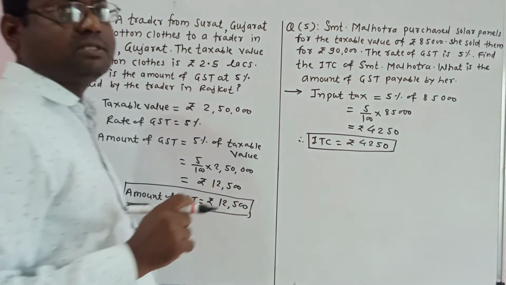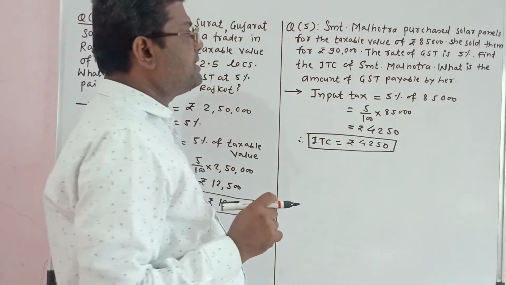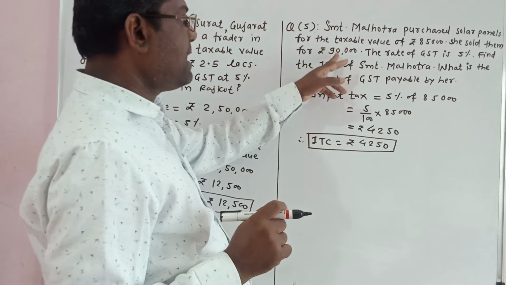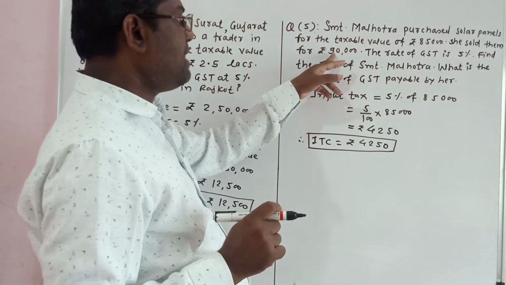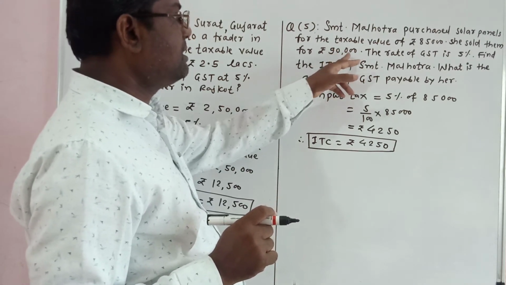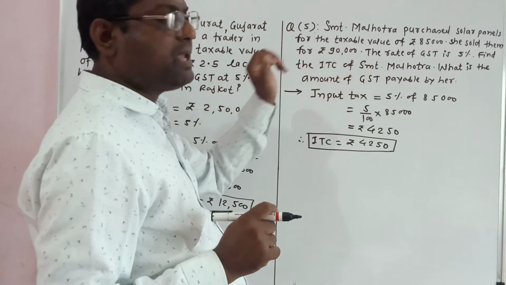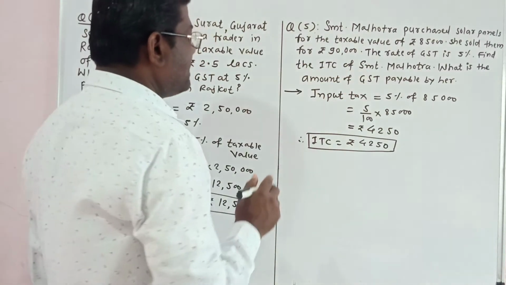Now, GST paid at the time of sale is called output tax. The sale value is 90,000. So 5% of 90,000 is the output tax.